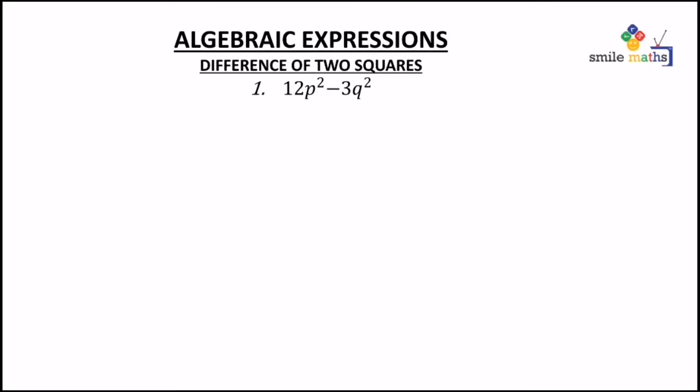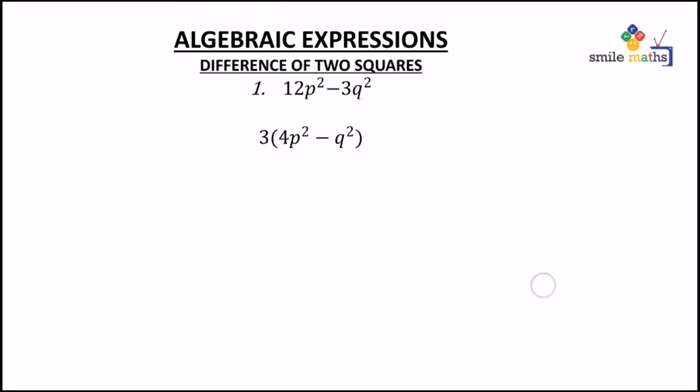Let's have another one here. Now 12 cannot be written as something squared, and you can even see that in the other term the coefficient is 3. So this is where we check whether we can first factorize, and we can see that 12 and 3 have a common factor, which is 3. So when we bring 3 out, we are going to have 4p squared minus q squared in the bracket, and that looks like a difference of two squares.